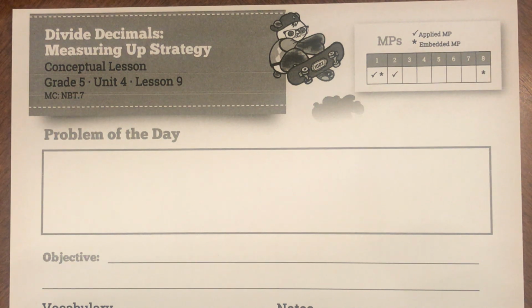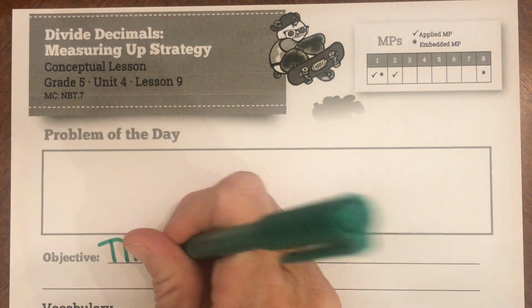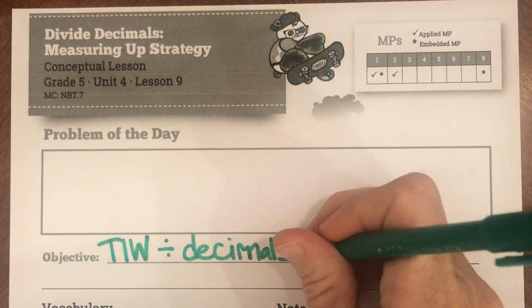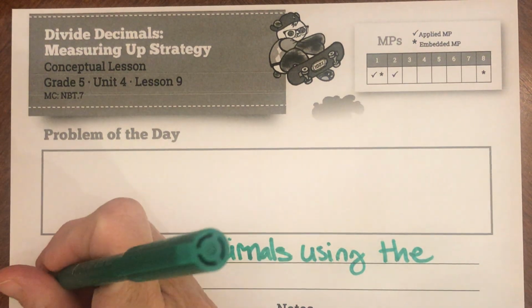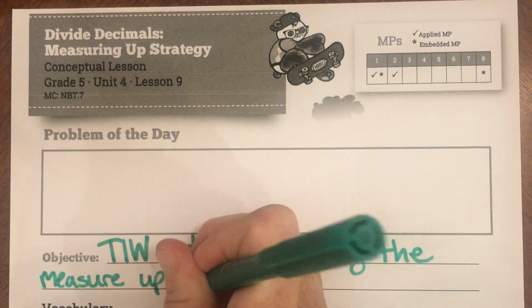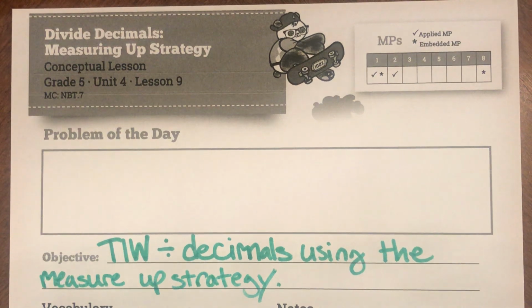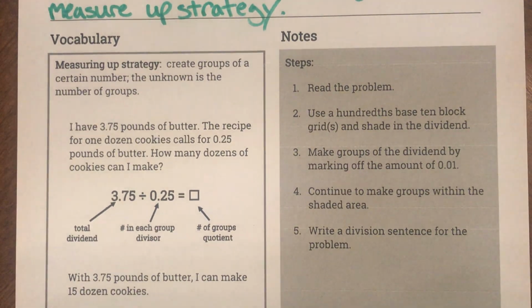Okay, so our objective today is, today I will divide decimals using the measure up strategy. Okay, so that's our goal today. So we're going to divide decimals using the measure up strategy. So let's look at what this measuring up strategy is.